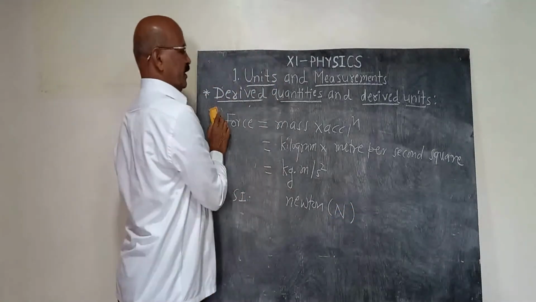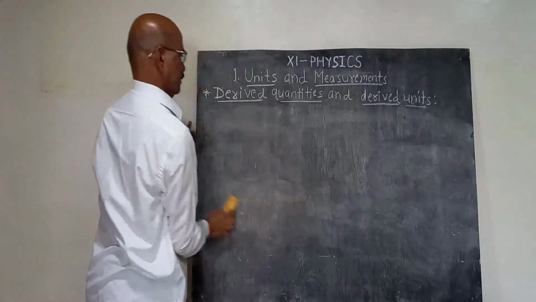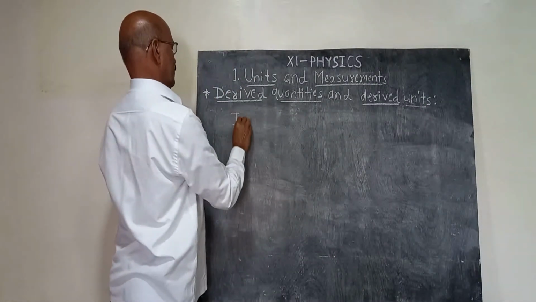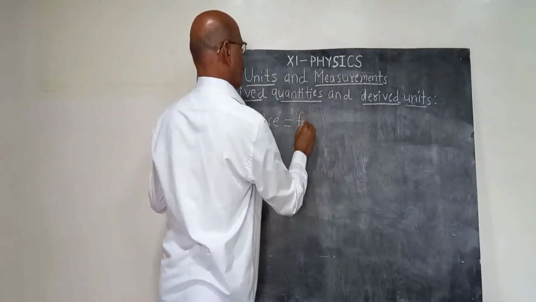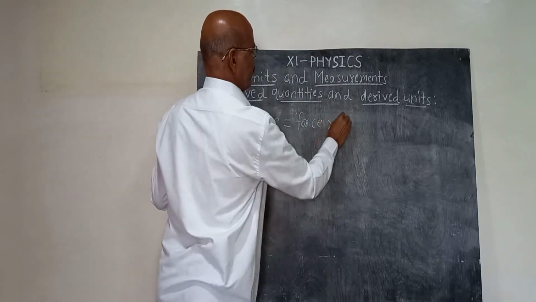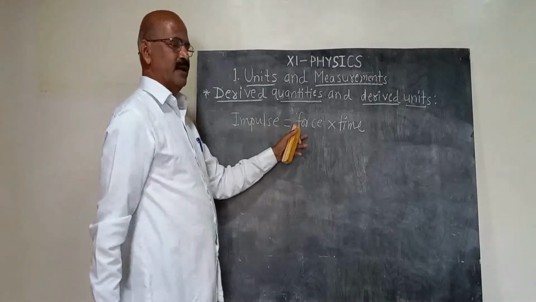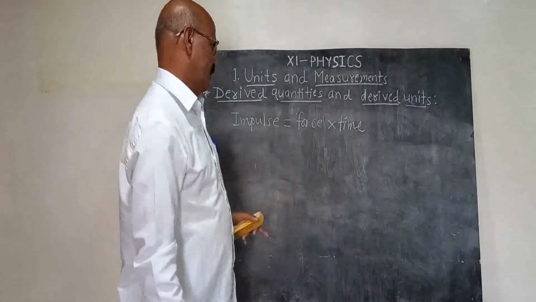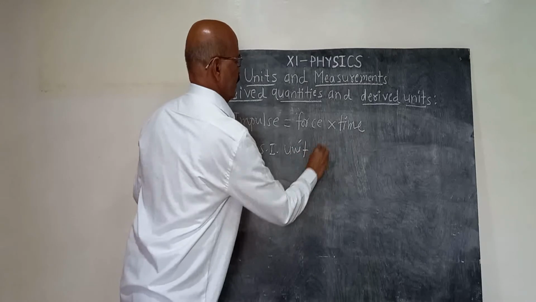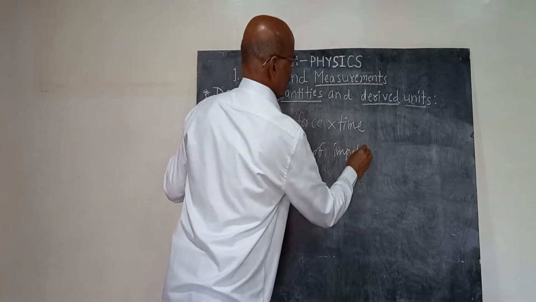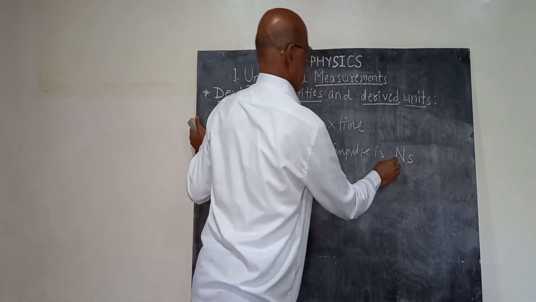Then another derived quantity is impulse. Impulse is the product of force and time. By knowing the SI unit of force as Newton and the SI unit of time as second, we get the SI unit of impulse as Newton second, symbolically Ns.